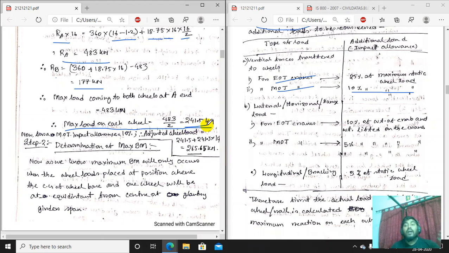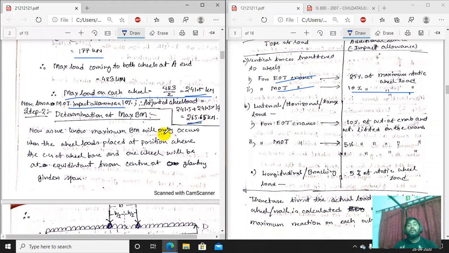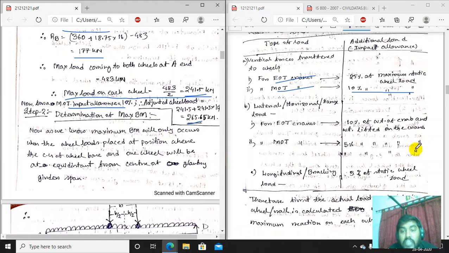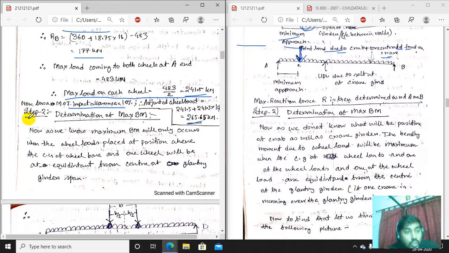So we consider the additional impact allowance, that is 10% for MOT. So 10% of 241.5 we have to add to that load as an impact allowance. So the total load coming to one wheel, considering the impact factor, is equal to 265.65 kilonewton. That we have got. So load determination is over. Now coming to the determination of the maximum bending moment. Step number 2 we are considering now: determination of the maximum bending moment.